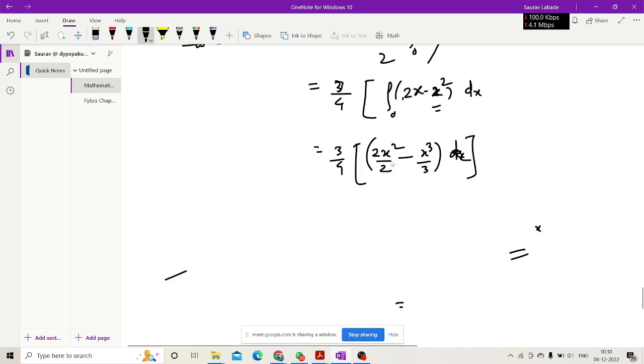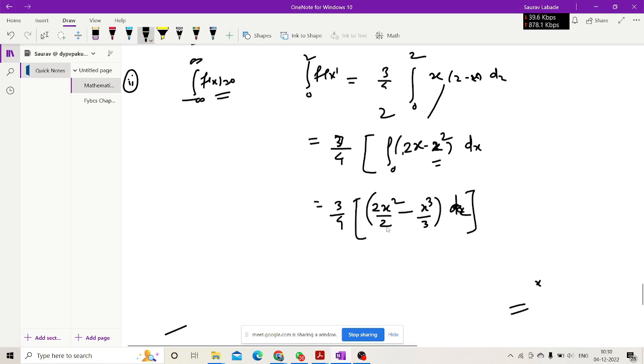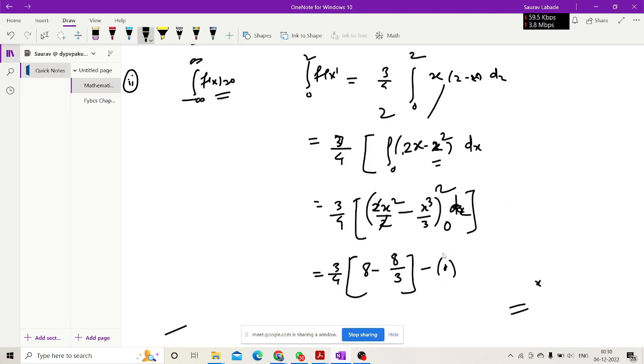Okay, now here 2 will get cancelled, right? Just substitute the limit now, 0 to 2. This is my limit. So this will be 3 by 4 into, substituting the limit, 8 minus 8 by 3. And minus this will become 0, right? If you substitute 0 in both, it will become 0. I think the first term is 8, whether it is correct or not. It is correct, 8. When you substitute 2, the first term is 4, right? X square is 4 minus 8 by 3.